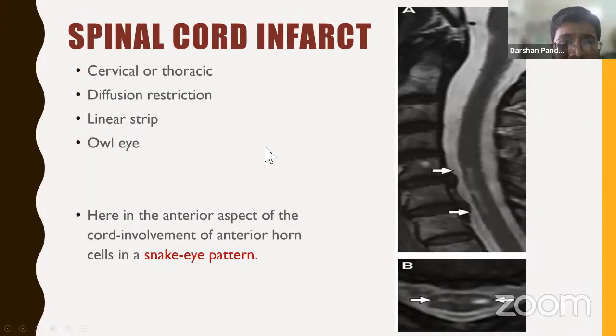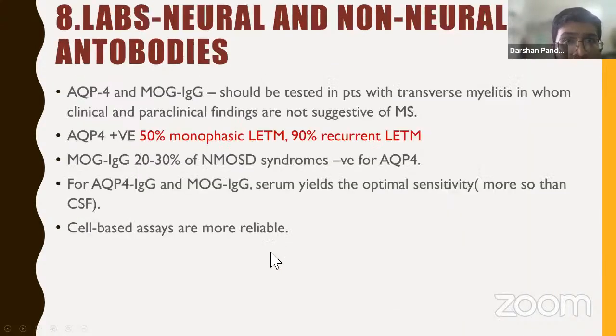In the infarct, there's also diffusion restriction, and there is a linear strip. The owl eye or snake eye pattern can be seen, as there is involvement of the anterior aspect of the cord with the anterior horns.